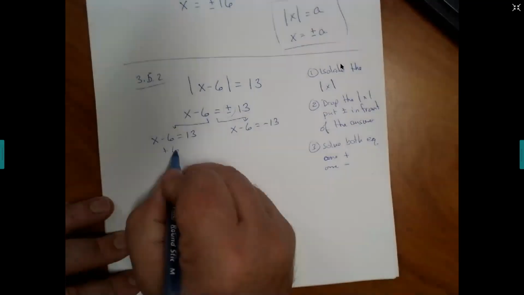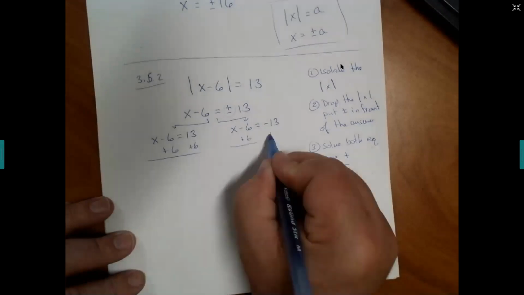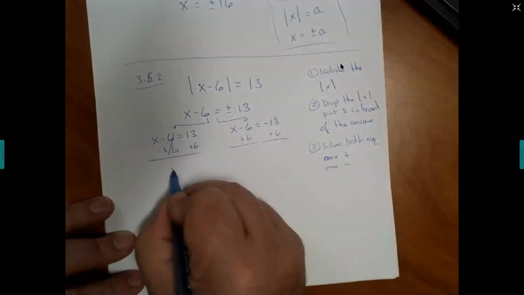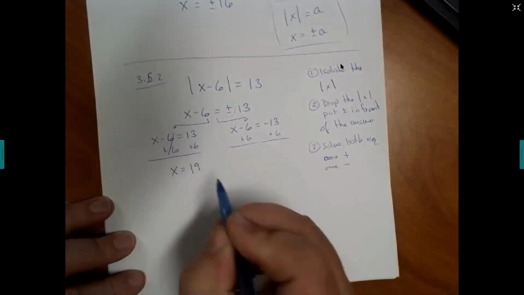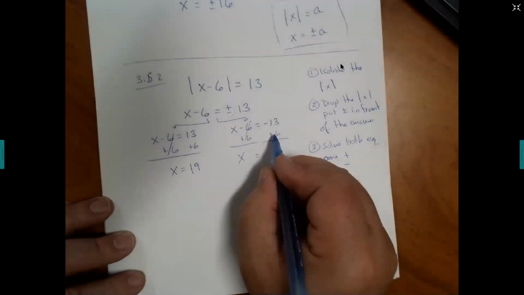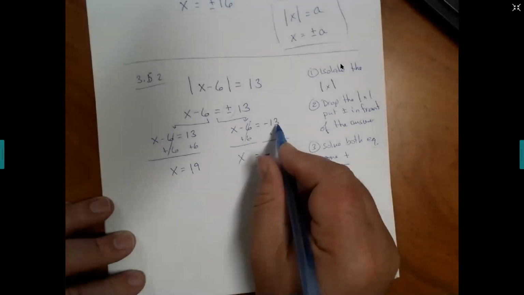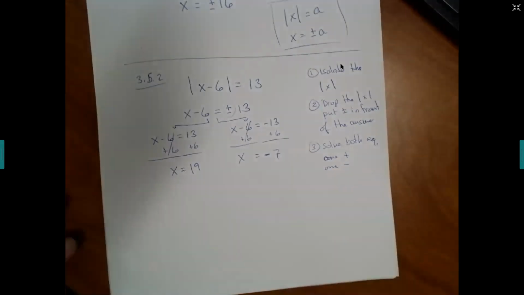Add 6 to both sides. 13 plus 6 is 19. Negative, positive, 13 is bigger, so it's negative. 13 minus 6 is 7. So those are our 2 solutions.